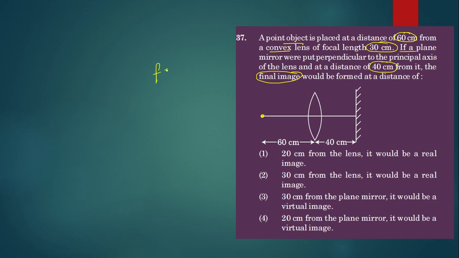The focal length of this lens is 30 cm. Immediately we realize that twice f will be 60 cm, and the object is initially located at 60 cm. So we realize that the object is placed at twice f. Let's attempt this question step by step.